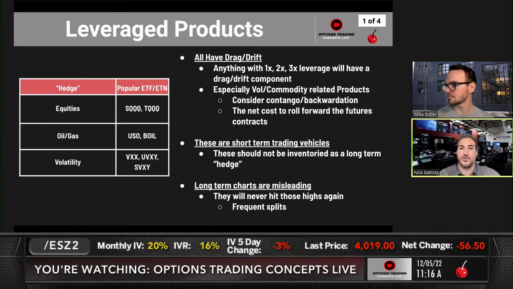So these positions are short-term trading vehicles. You can't inventory these products. If you look at a long-term chart of UVXY or SQQQ, even TQQQ, these products drift down, and ultimately there are reverse splits, and when you look at a chart, they've never actually traded at that value. It's just due to the drag component, because these products would be zero if they didn't do any sort of splits. So those prices aren't real, and we'll look at UVXY on the next slide, which is the one we typically show. These prices never got to that point.